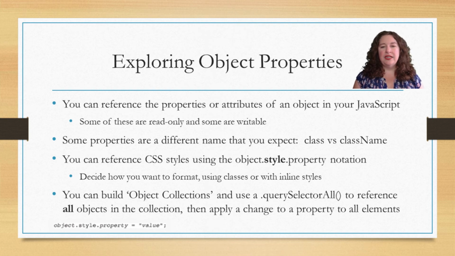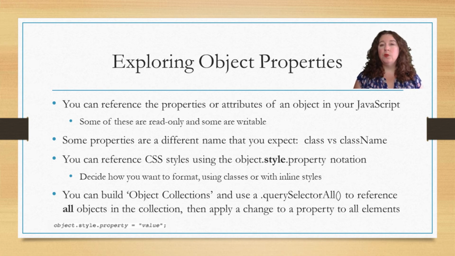You can find the properties and attributes of an object in your JavaScript, which is great. As you can see with our target ID or whatever, you can get those properties or attributes. Some of them are read-only, some are writable. We will see more about this as we move along. Some of them are a little bit different than you would expect.